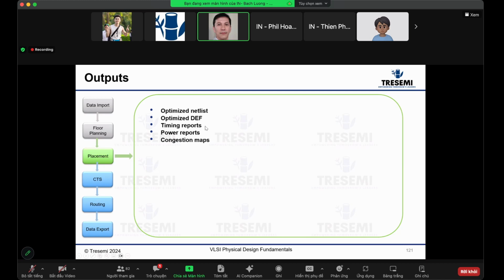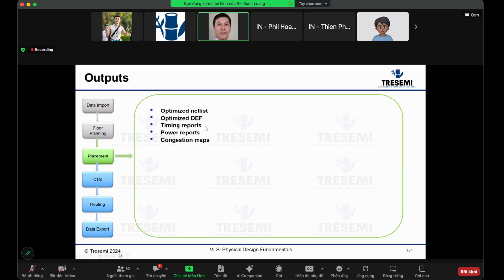Okay, so how to review and qualify placement results. First thing is timing: no or minor timing violations. This is the timing summary out of placement, right? Make sure that the WNS and TNS that you've learned are positive slack. A negative slack means there are timing violations, right?